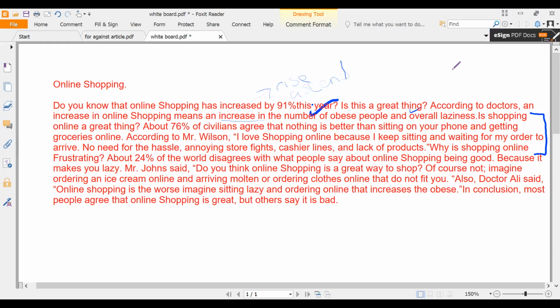In this part, okay, Ahmed. Number one, in the introduction, Ahmed, you didn't mention what you personally think. You said here, according to doctors, okay? And increase in online shopping means, oh, wait, Ahmed, for Adhan.